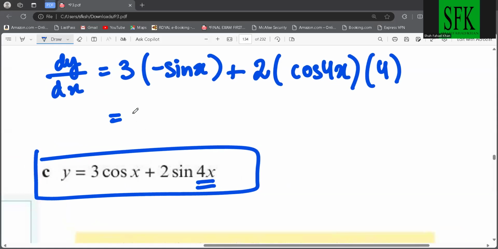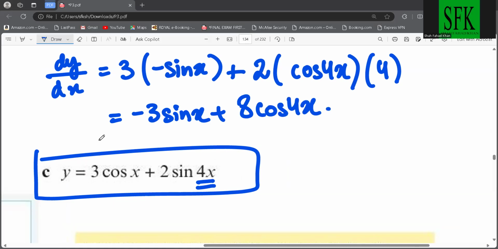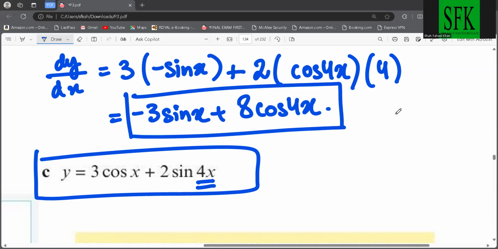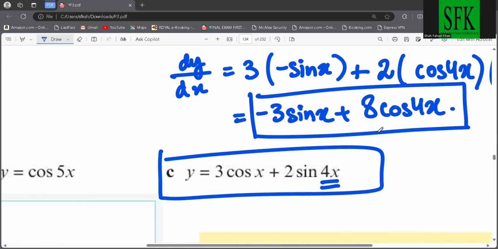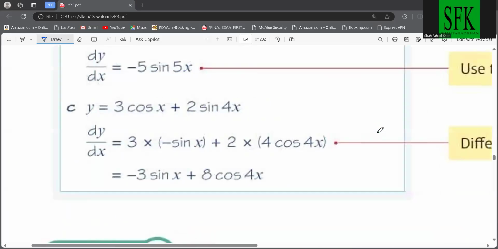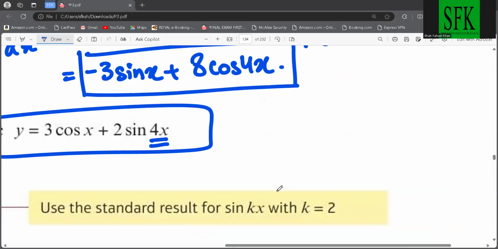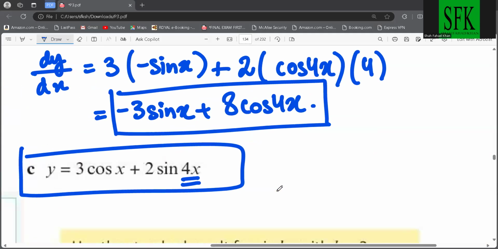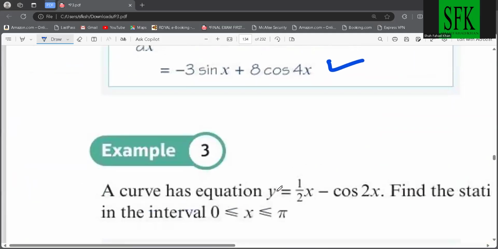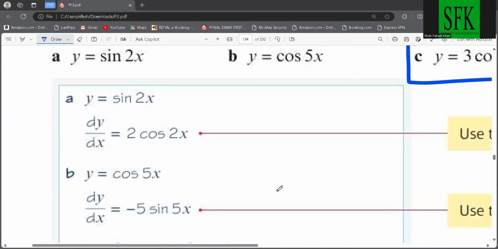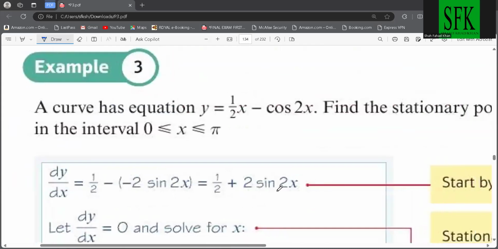Now simplify that. This is going to become negative 3 sine x along with 8 cos 4x. That's your differential of this equation. Negative 3 sine x plus 8 cos 4x. And if you just look at it right over here, we got the answer, right? Wait, we have a negative answer. Yeah, negative 3 sine x plus 8 cos 4x. So yeah, we got it right. Okay, you can practice out the other two as well. This is the Pearson Edexcel textbook, by the way.